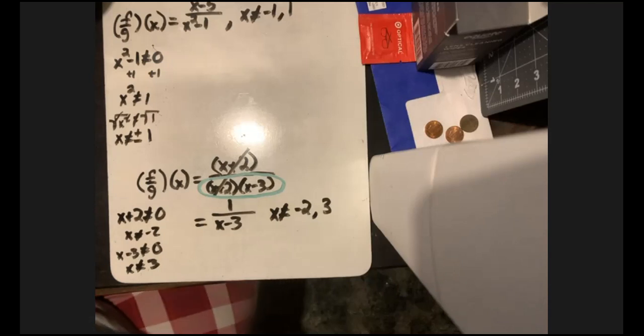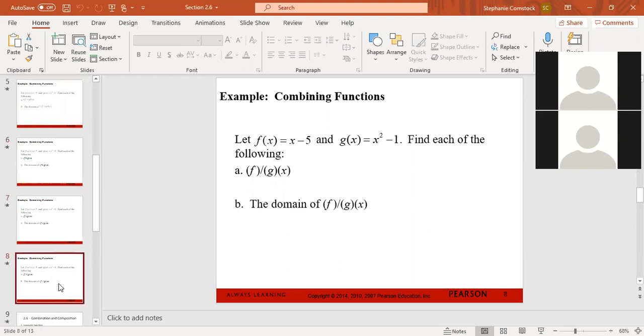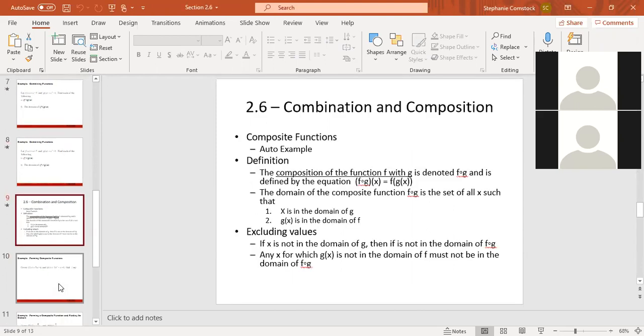Okay, so let me get back to our lovely PowerPoint here. So we did add, we've done subtract, there's our multiply, and there's our divide. Now what we're going to look at is composition. With composition, you are quite literally taking one equation and putting it inside of another equation. Let me give you an example of this real quick. I'm going to come back to our whiteboard here for just a second.